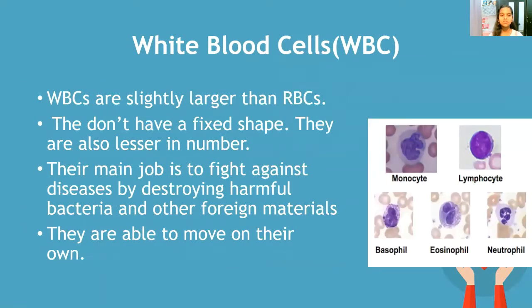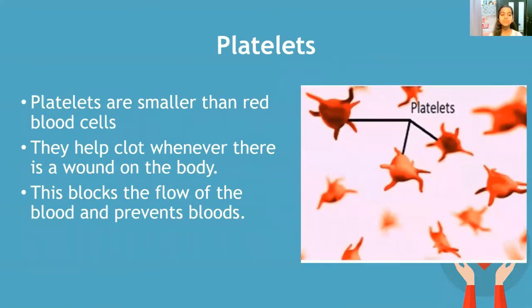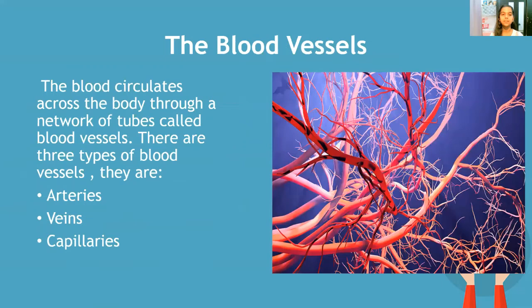The white blood cells, or the WBCs, are larger than the RBCs. They do not have a fixed shape and they are also lesser in number. The main function of the WBC is to fight against diseases by destroying harmful bacteria and other materials. The platelets are smaller than the RBCs. They help clot whenever there is a wound on the body. This prevents blood loss from our body.